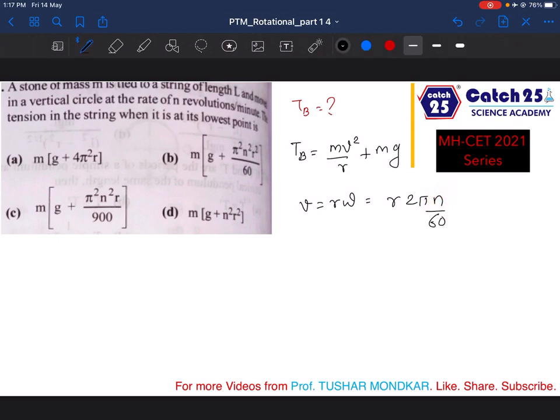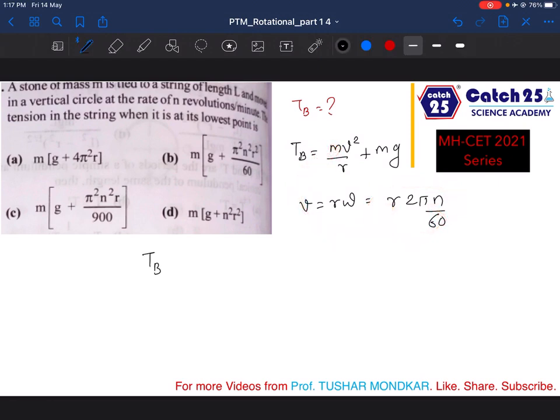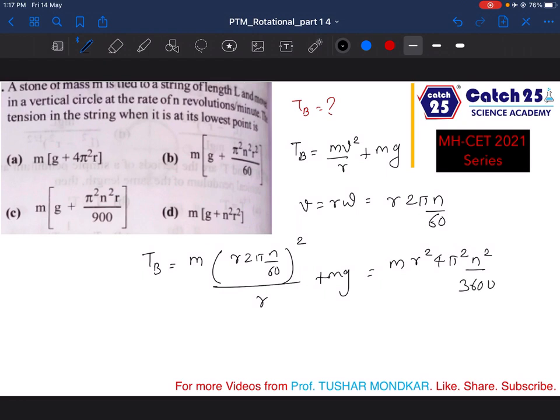So now, once you understood this concept, I'm going to put this particular V over here. So now your tension at B will be equal to m, and instead of V, I'm going to write r 2 pi n upon 60 whole square upon r, plus mg. So this will be m, this will be r square, 2 squared is 4, pi square, n square upon 60 squared which will be 3600, upon r, plus mg.